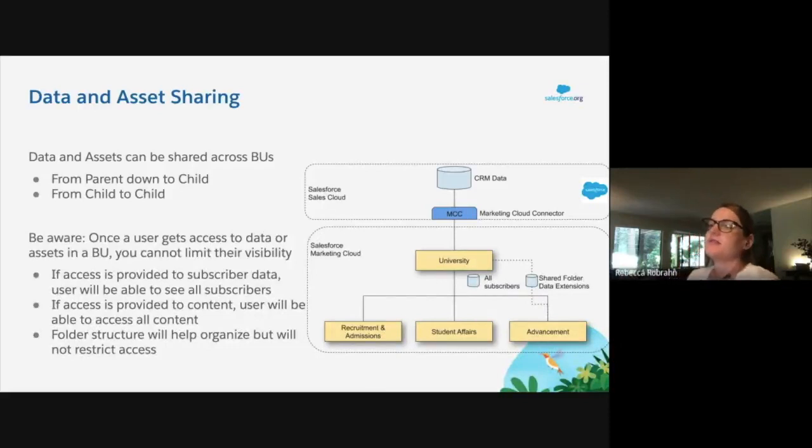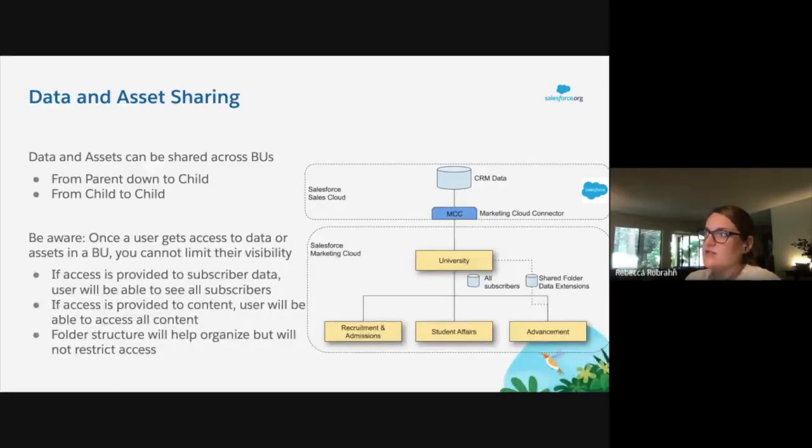Perfect. So next, what we are going to talk about is data and asset sharing. As previously mentioned by Gokul, typically the parent business unit is the point of integration. Again, an example is with the Marketing Cloud connector. Here, you'll certainly want to take into account, when considering a hierarchy, how you want the data to be shared across the business units and what type of data that may be. Also, who will be managing sharing that data down.